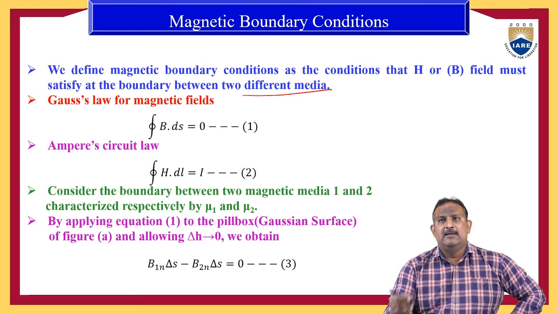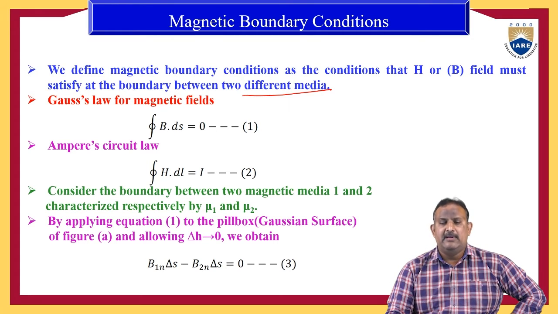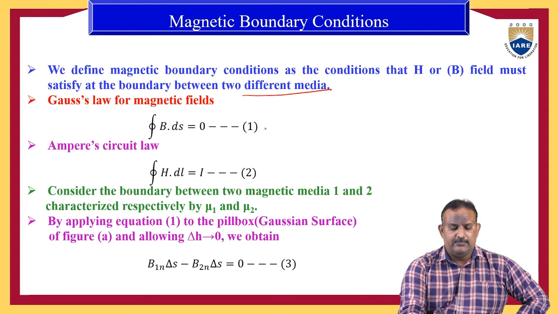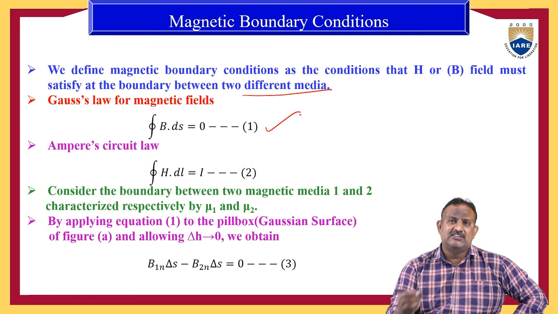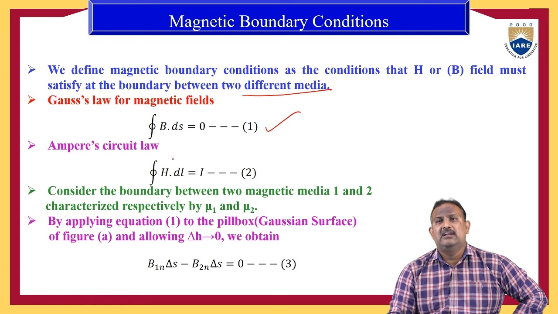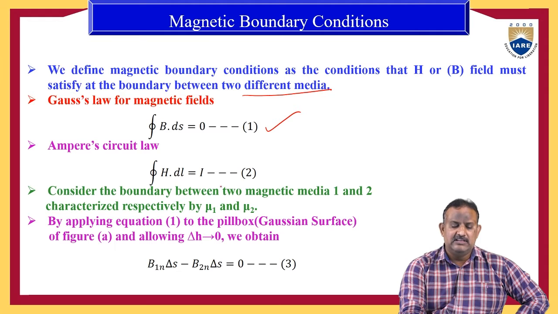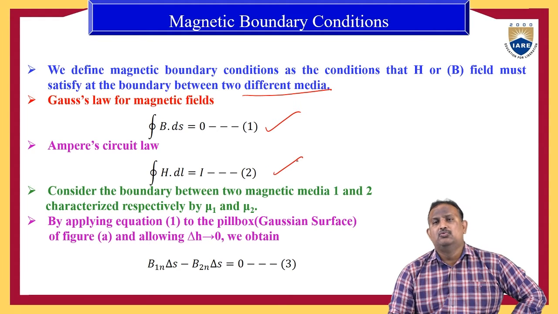To derive the magnetic boundary conditions, we need to assume two laws, which are two Maxwell equations. The first is integral B into dS equal to 0, let us call it equation 1, and the second is Ampere's circuital law, integral H into dl is equal to I. We assume these two equations to define the magnetic boundary conditions.